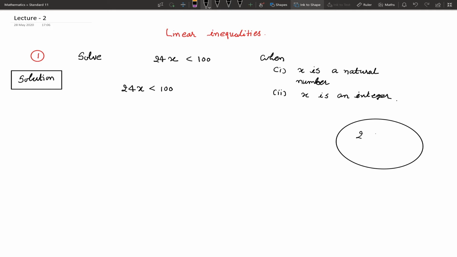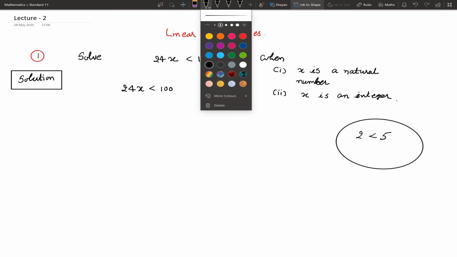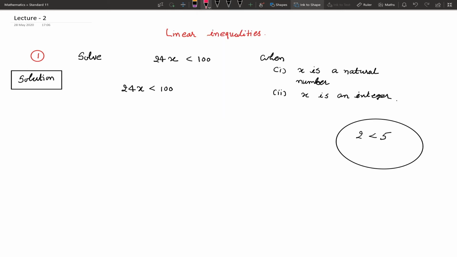We know 2 is less than 5. If we multiply it by minus 1, you can observe that between these two, minus 2 is greater than minus 5. So the basic principle is, if you multiply by a negative number, the inequality will change.